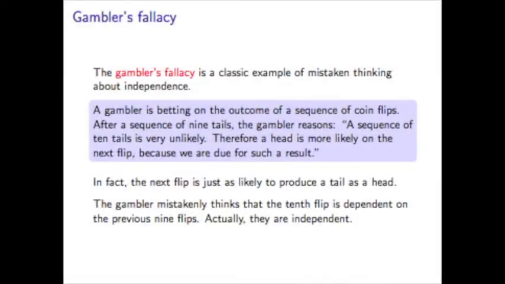Of course, the gambler is incorrect. The coin has no memory. It does not know that it's just flipped 9 tails in a row. So it is just as likely to land heads up as it is to land tails up on the 10th flip. The gambler was mistakenly thinking that the 10th flip is dependent on the previous 9 flips, when in fact these are independent events. A little later on, we're going to see a different type of error where dependent events are mistaken for independent events.